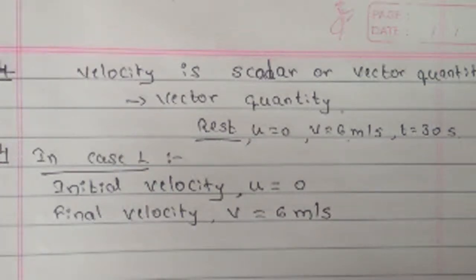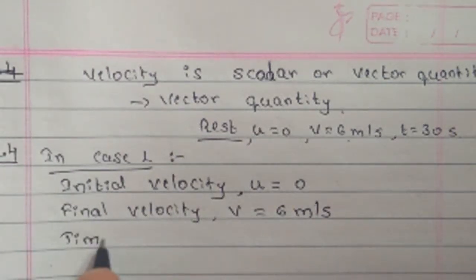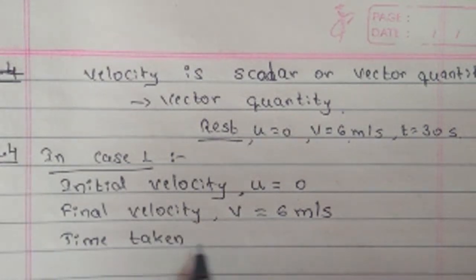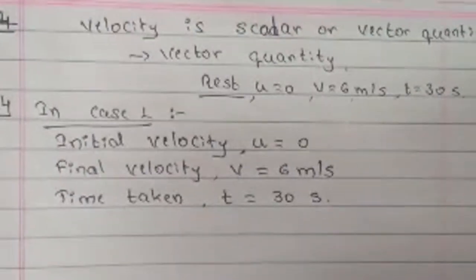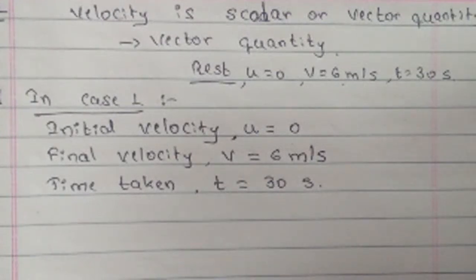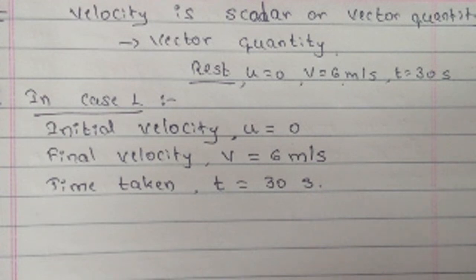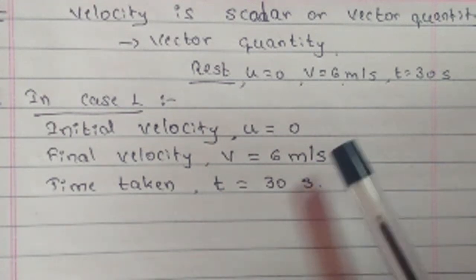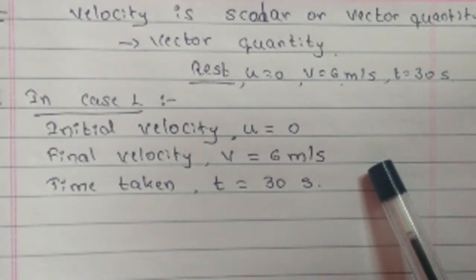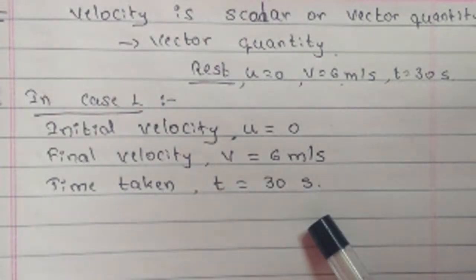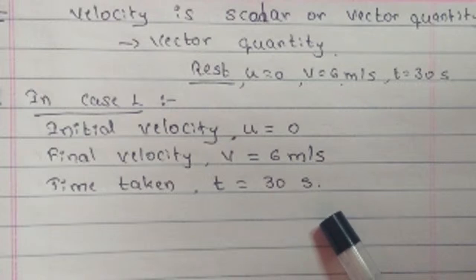And next, time is given. Time taken, small letter t, is equal to 30 seconds. Okay, small s is the symbol used to represent the second. SI unit of time is second. Now we have to find out the acceleration. See here, initial velocity is 0, final velocity is in meter per second, which is the SI unit, then time is in second, and second is the SI unit. So now we have to find out acceleration.